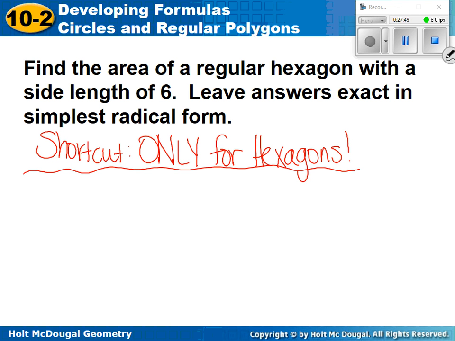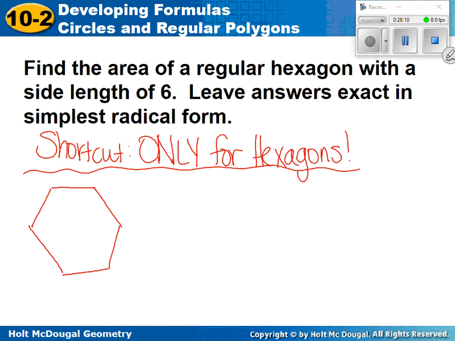But I'm going to show you a shortcut. If you get a hexagon and you want to work it this way, you can. And then we're going to go back and work this problem the long way so I can show you how it really works. And then we're going to work some harder problems. Okay, so first of all, hexagon has how many sides? 6. So draw a hexagon on your paper.